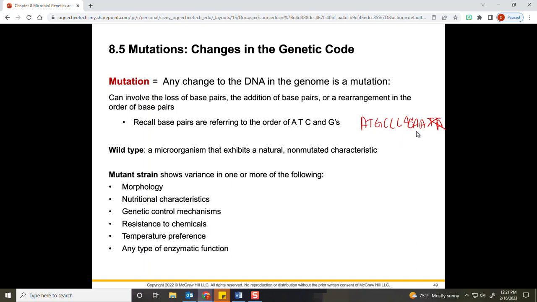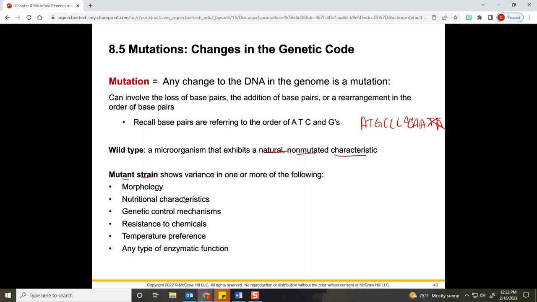It will wind up potentially causing a different protein to be made because DNA is transcribed into RNA and RNA is translated into protein. So again, if our blueprints, if DNA, the blueprint is altered, then it's going to change the shape of our house, which is the protein. Wild type organisms, they exhibit natural, non-mutated characteristics, but our mutated organisms we call mutant strains. They show variance in one of the following, and sometimes more than this, but they can have a change in morphology, which is how they look.